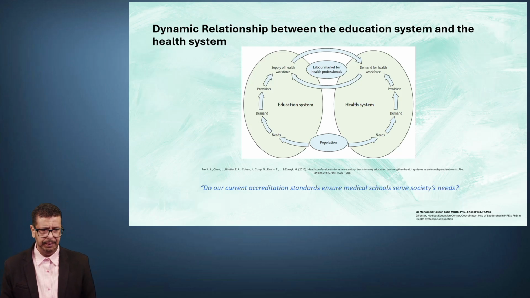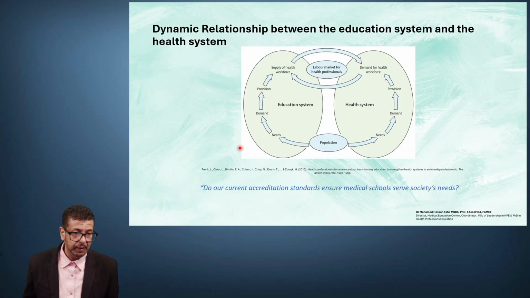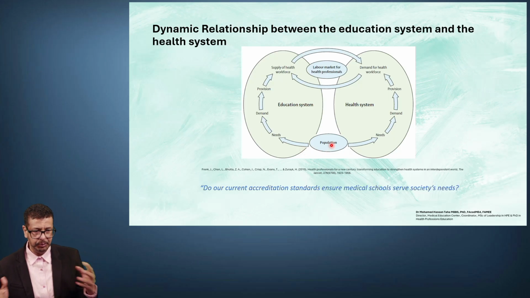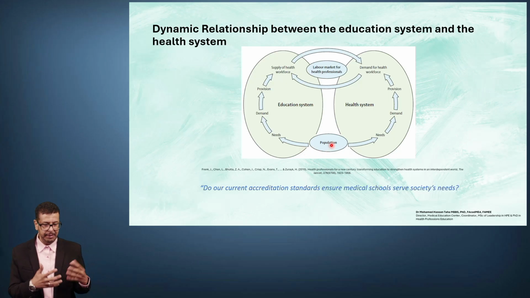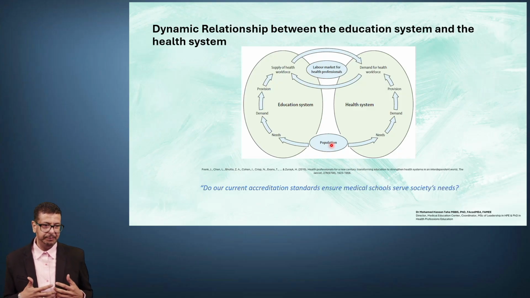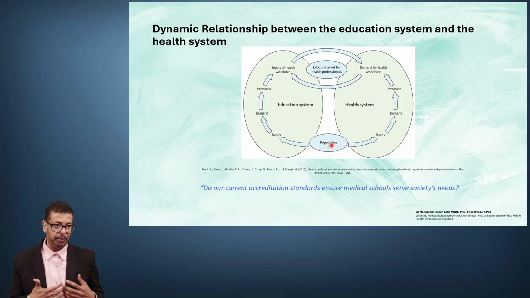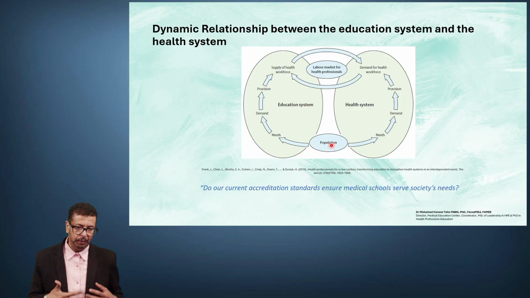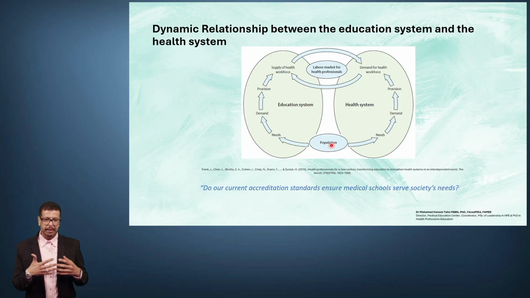This model or framework shows the relationship between the education system and the health system. And as you can see here on this screen, the population creates need in two systems. The health system responds to the needs of the population by creating demands and then providing the service. And there is the need of healthcare providers based on the population needs.